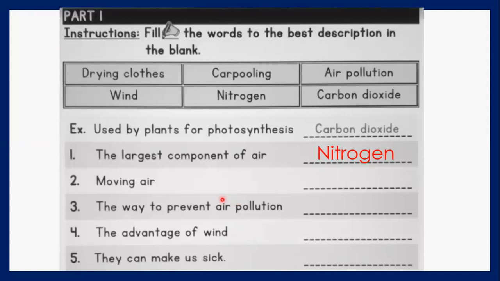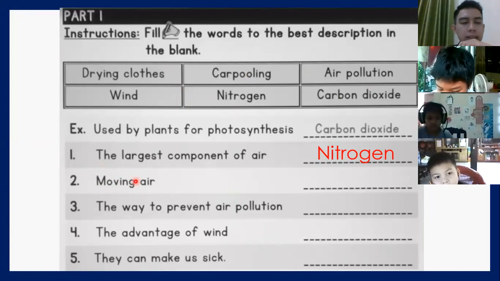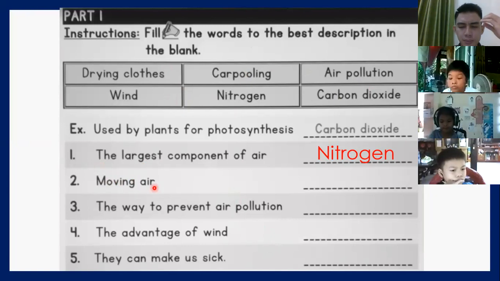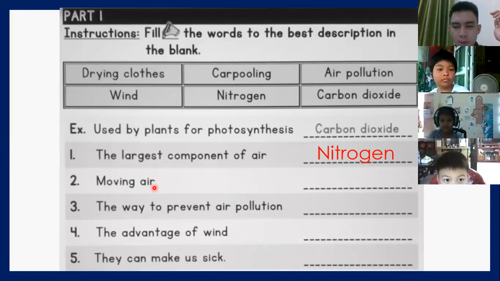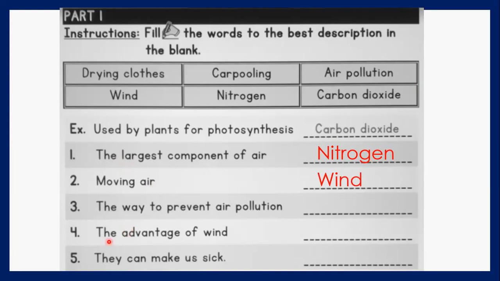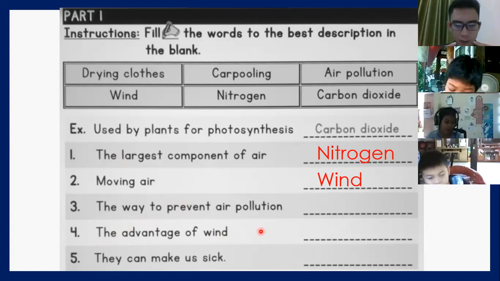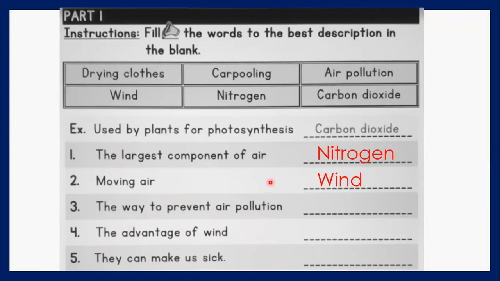Okay, good job. Number two, moving air. What is moving air? Number two, what is moving air? Wind. Good job. W-I-N-D. Wind for number two. And next, number three. What is the way to prevent air pollution? Carpool. Yes, carpooling.